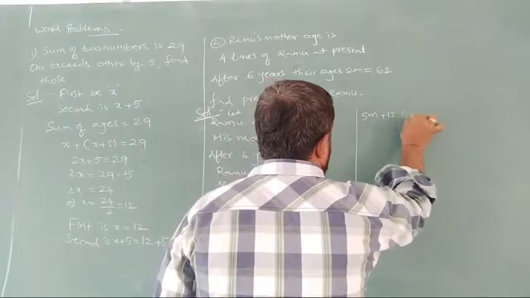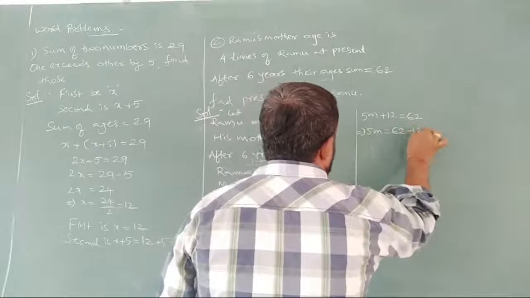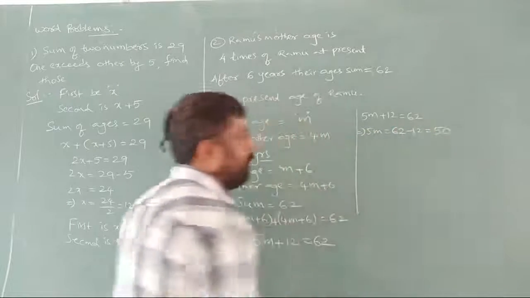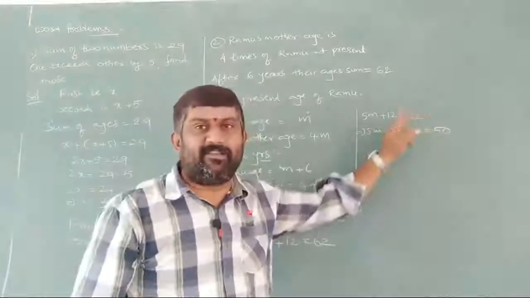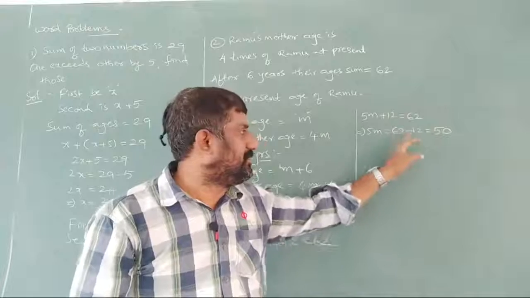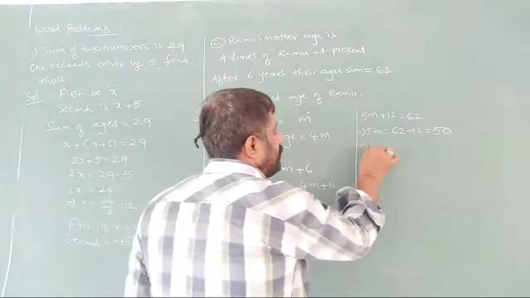5m plus 12 is equal to 62. 5m is nothing but 62 minus 12, which gives us 50. Sending this 12 to the other side, plus becomes minus. So 62 minus 12 is 50. So 5m is equal to 50.